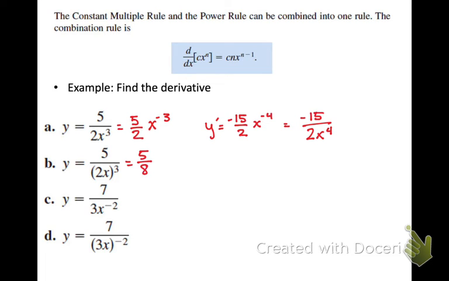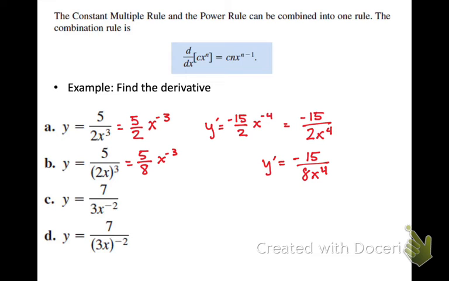5/8. So y prime would be negative 15 over 8x to the fourth. I just want you to see that difference. So these problems aren't any different than we just got done doing, are they? The only difference is you have that negative.